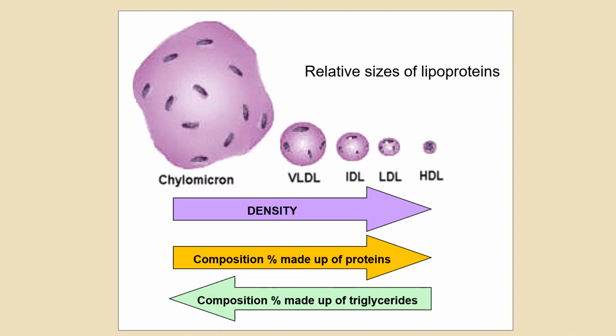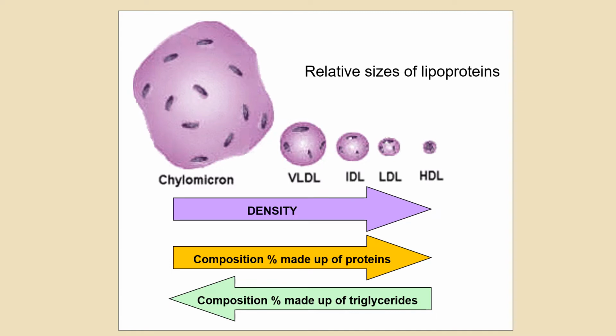And they are obviously the largest of all lipoproteins. And they also have the lowest density. This is because if you compare the amount of lipid to the amount of protein that makes up the lipoprotein called a chylomicron, there's a lot more lipid compared to the amount of protein. And so they are particularly low density.